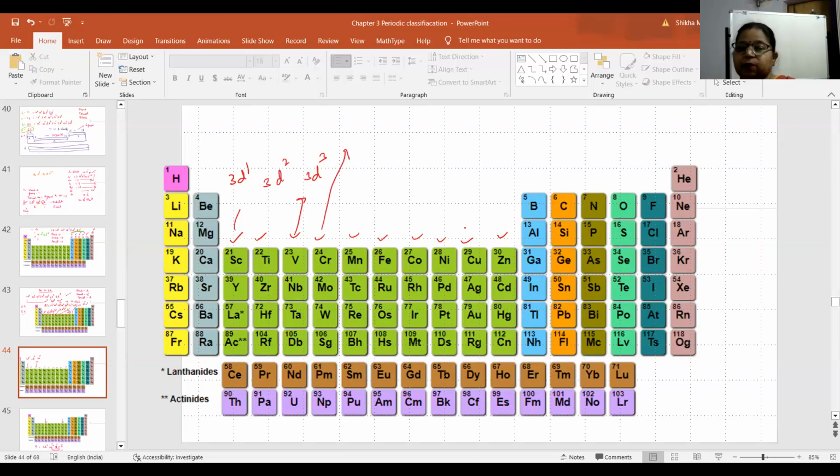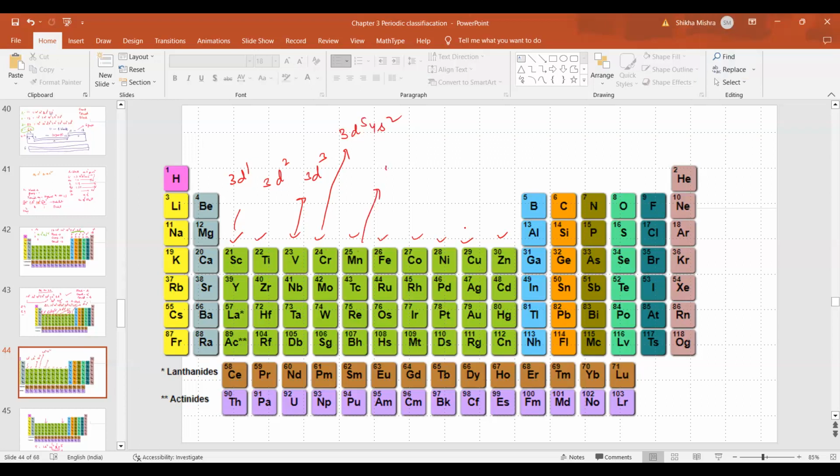Chromium, 24, is the exception. All of us need to just put it in our memories: 3D5, 4S1. Now coming to manganese, atomic number 25. Manganese will be 3D5, 4S2.